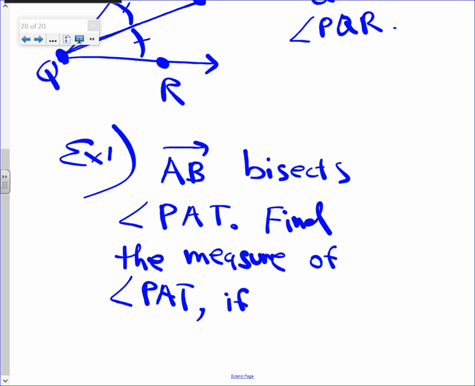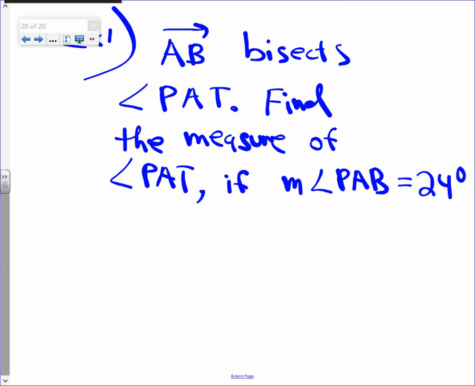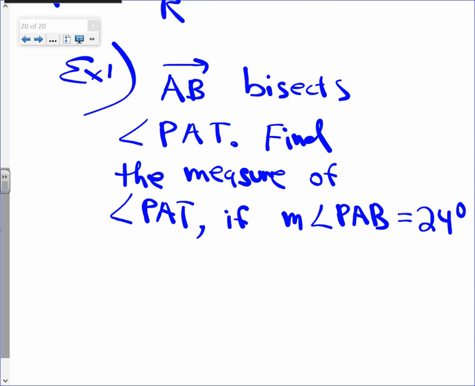If the measure of angle PAB equals 24 degrees. So example 1: ray AB bisects angle PAT. Find the measure of angle PAT if the measure of angle PAB equals 24 degrees. What the heck is this? This is funky and weird.